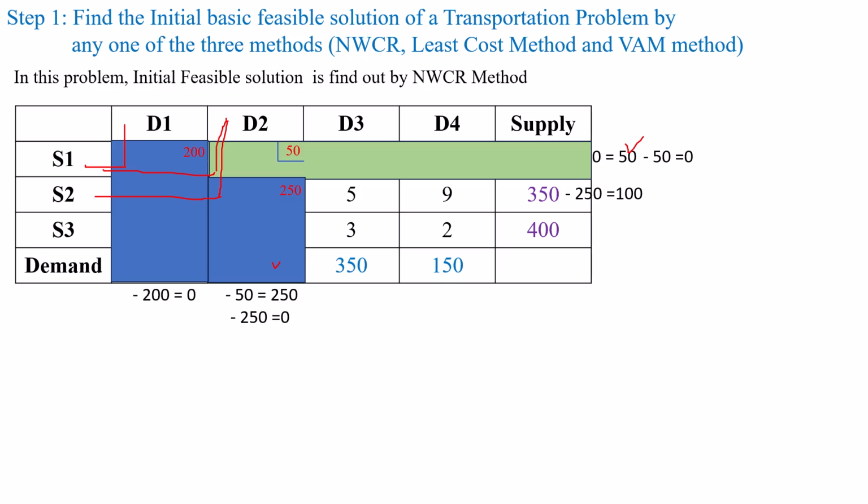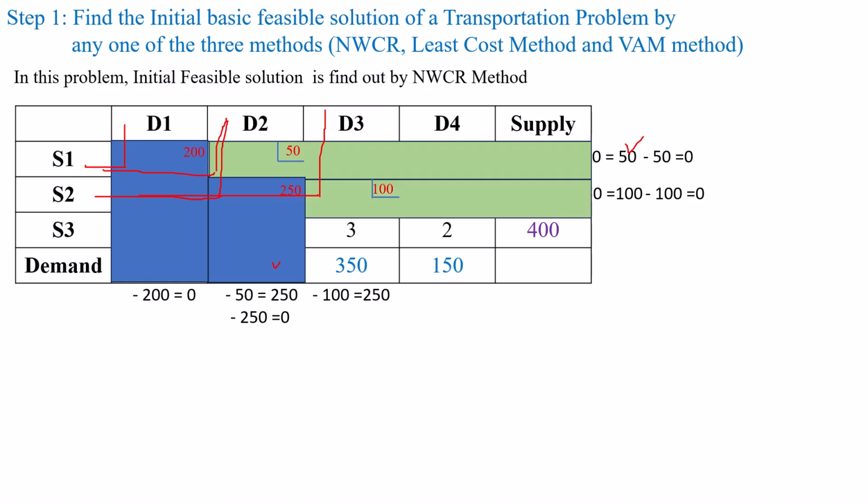Next, select the northwest corner cell, that is the S2 row and D3 column cell. Here observe the demand as well as the supply. So demand is 350 and supply is 100. Among these two, the minimum value is 100. Then allocate 100 in this cell. Then subtract this 100 from supply as well as demand. Then 100 minus 100 equals 0 and 350 minus 100 equals 250. Then remove the S2 row because its supply is 0.